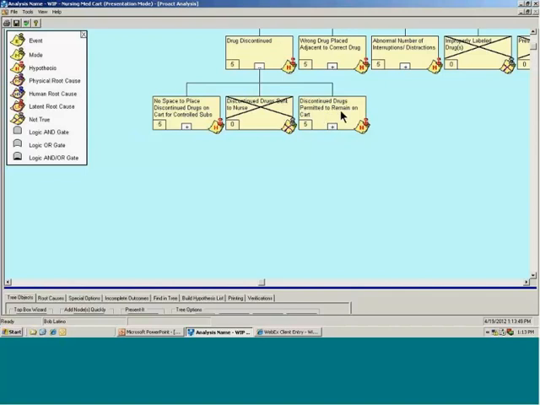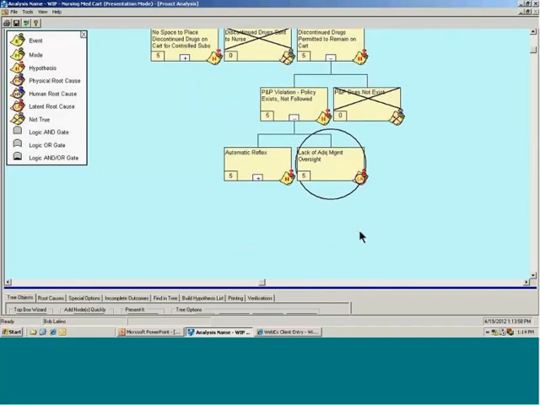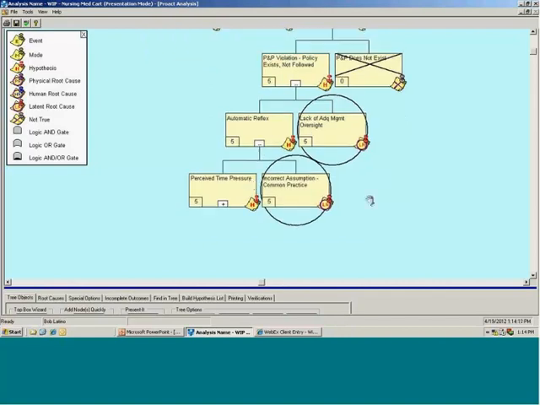Discontinued drugs permitted to remain in the cart. How can that be? Either the policy does not exist or the policy does exist and we were in violation, which was the case. How can that be? Automatic reflex. It became a common practice. We don't think twice about it anymore because we do it so often. How can that become a common practice? It's an incorrect assumption that it's the way to do things.